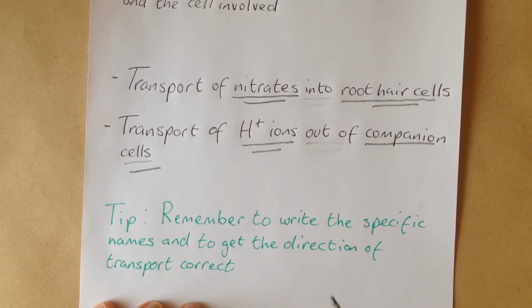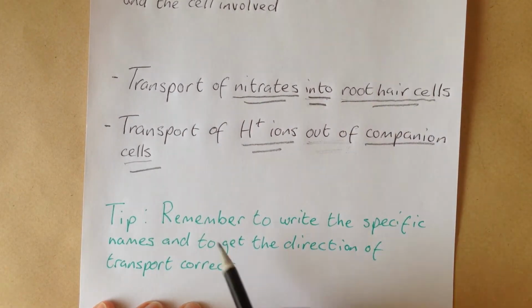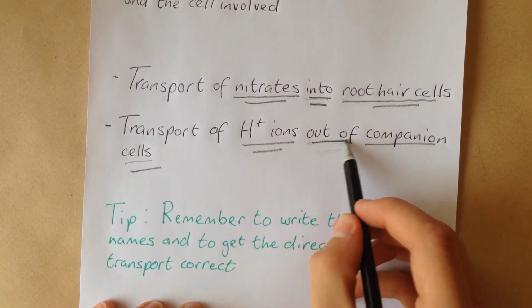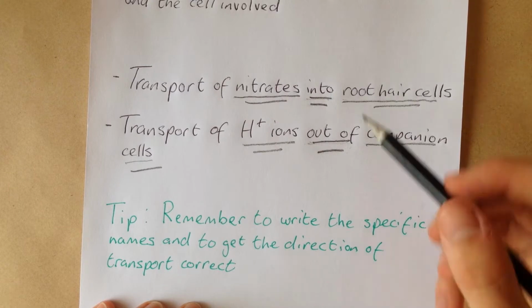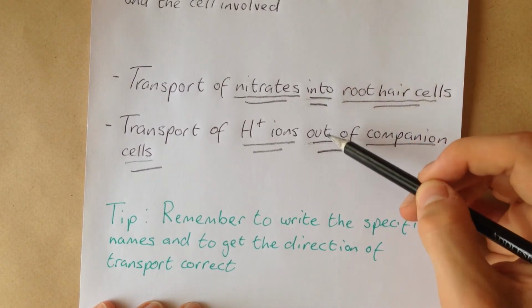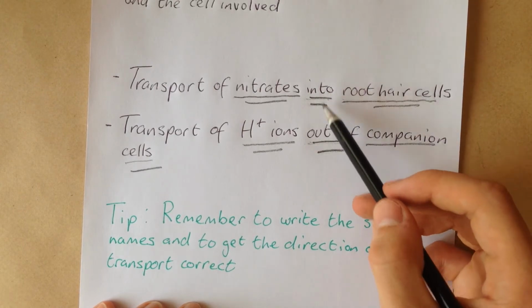It's also very important to make sure you get the direction of transport correct. So the transport of nitrates into root hair cells and the transport of hydrogen ions out of companion cells, as you saw with the diagram I showed you previously. And if you get these directions of transport wrong, you may lose marks, so make sure you get those correct.